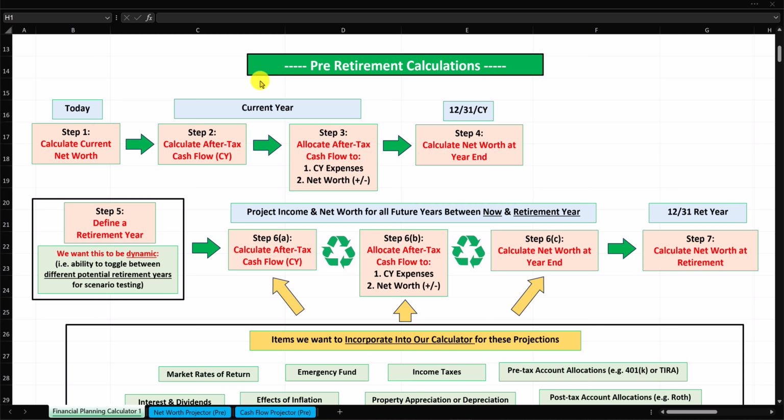So if we look down here again in our pre-retirement calculations, in video number 1, we finished step 1 right here, which was to calculate our current net worth as of today, or more precisely as of 12/31 of the prior year. Now here in video number 2, we are going to begin the process of going through step number 2 right here, which is to calculate our after-tax cash flow for the current year.